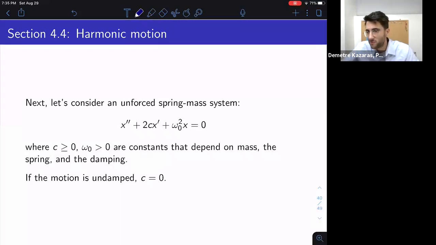We know that it will take something like this form, but it might take some consideration to figure out how c and omega depend on the mass, the spring, and the damping. You have to work that out in a given situation. But anyway, you get an equation like this. Let's write it in this form, and let's go from there.